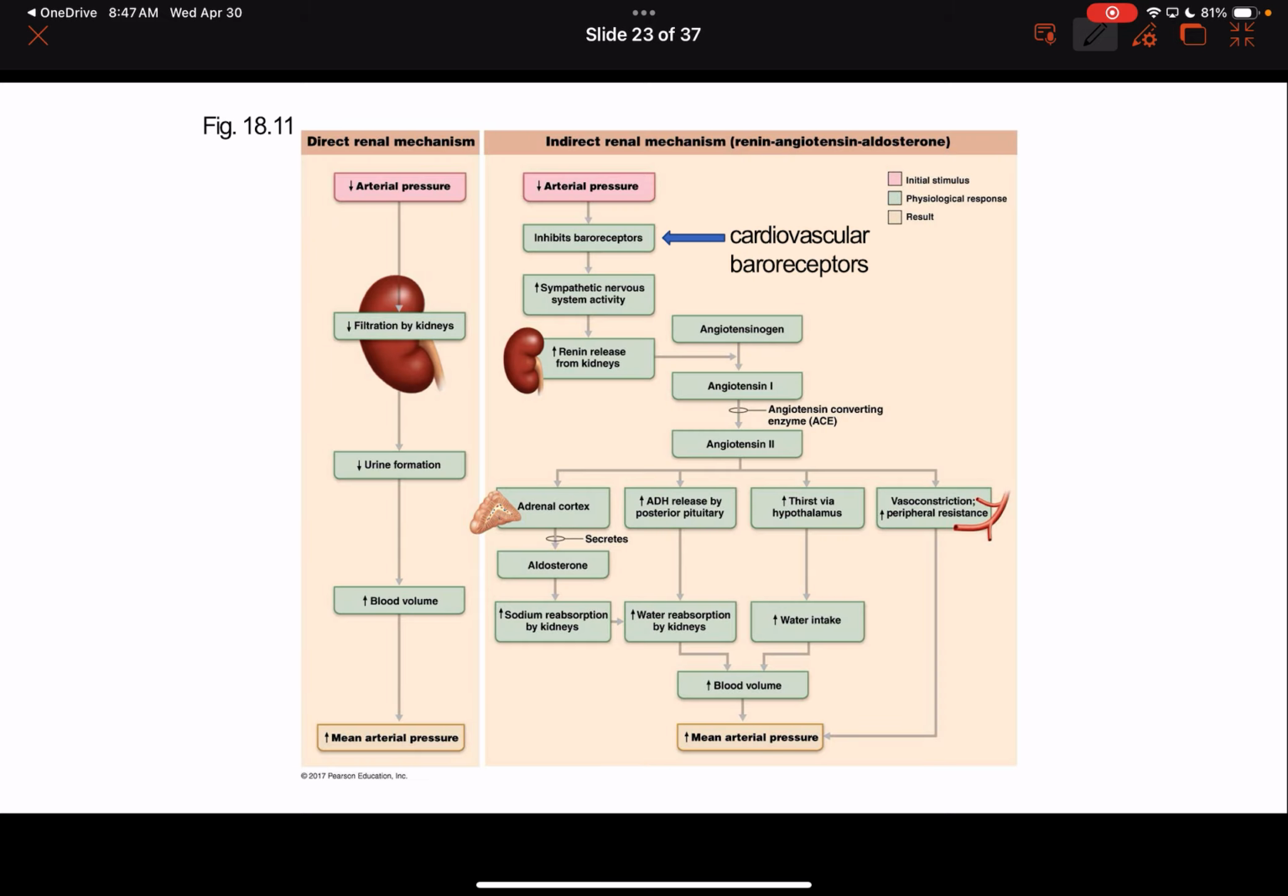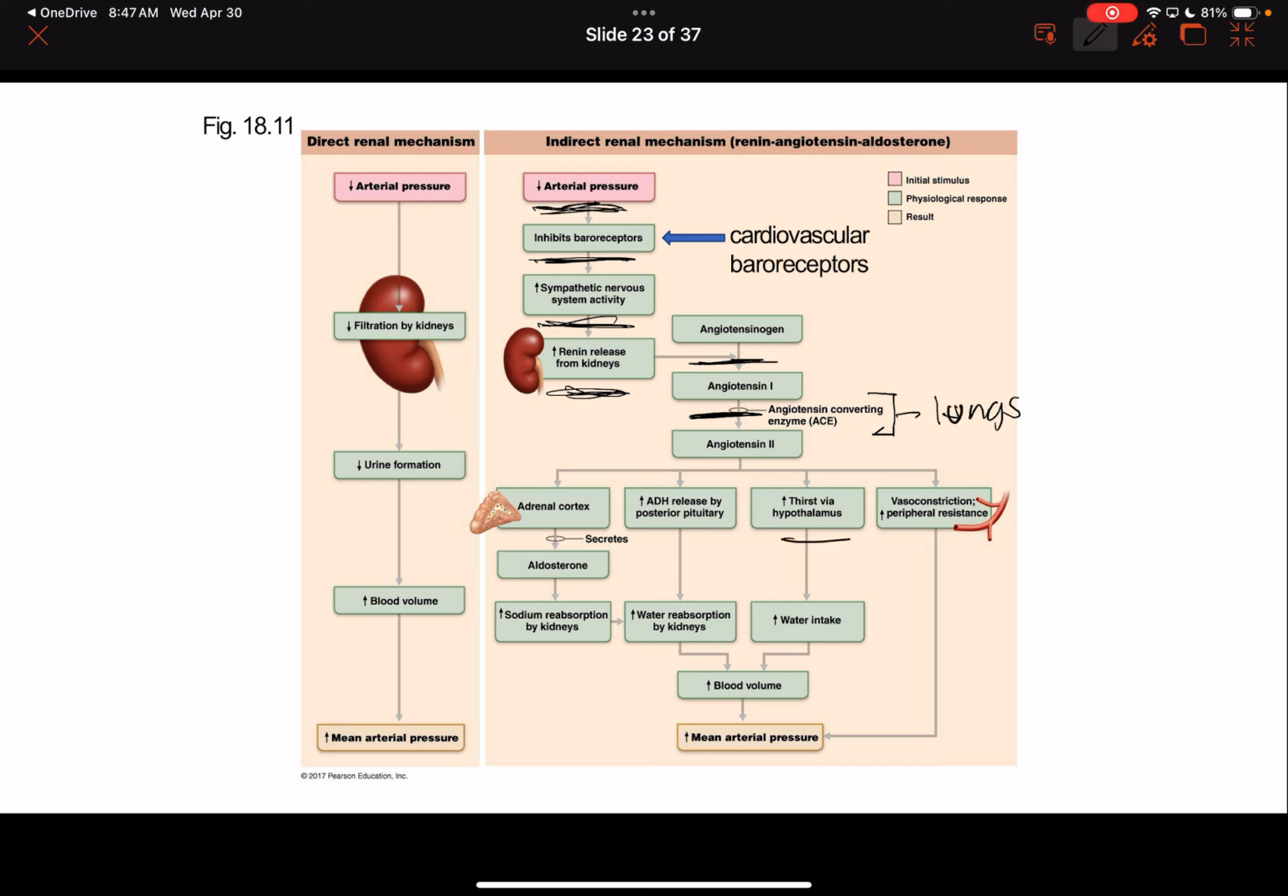And that is all part of this RAA pathway. If you experience a decrease in arterial pressure, it's going to trigger your baroreceptors to increase your sympathetic nervous system. We have release of renin, which is going to convert angiotensinogen into angiotensin 1. Then we have this angiotensin converting enzyme, which organ did I say it comes from? The lungs. That's going to convert angiotensin 1 into angiotensin 2.